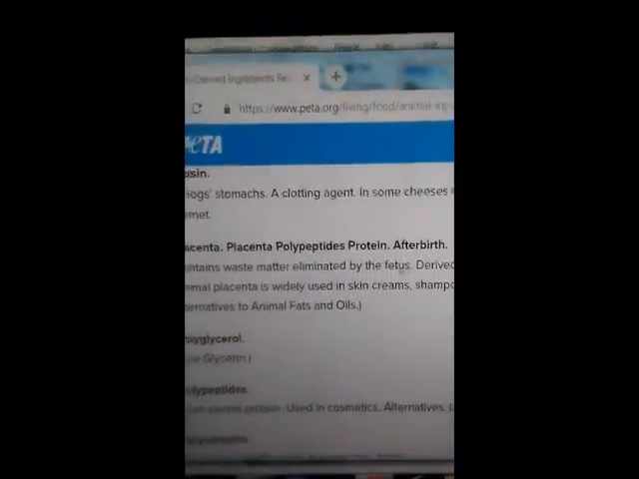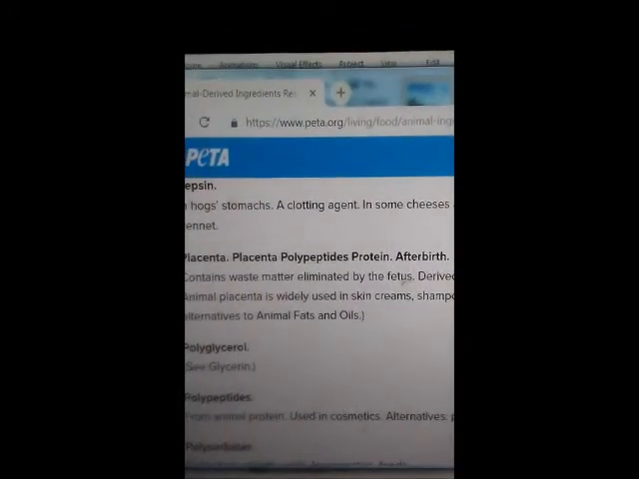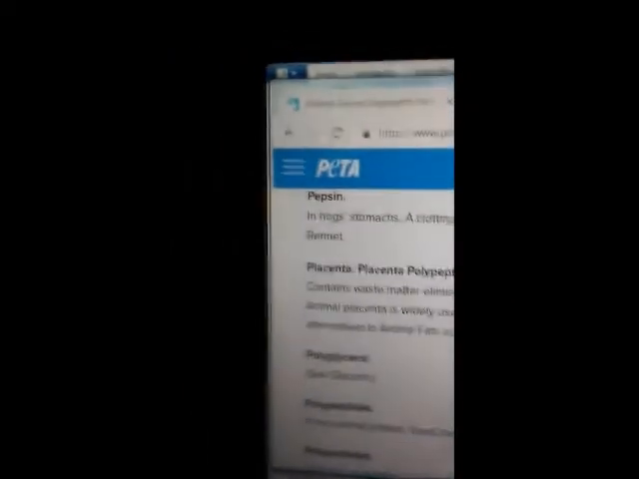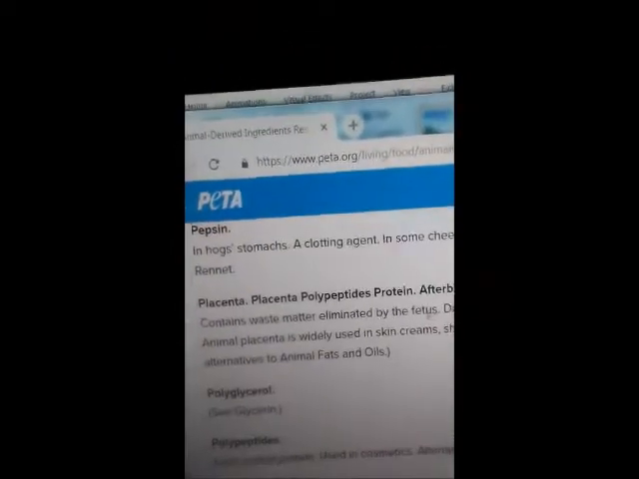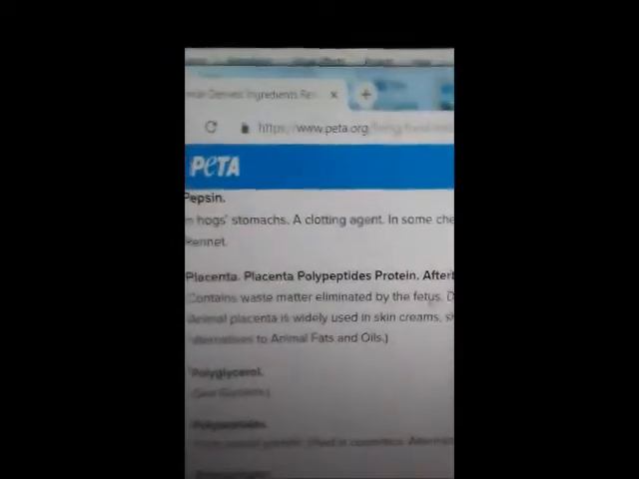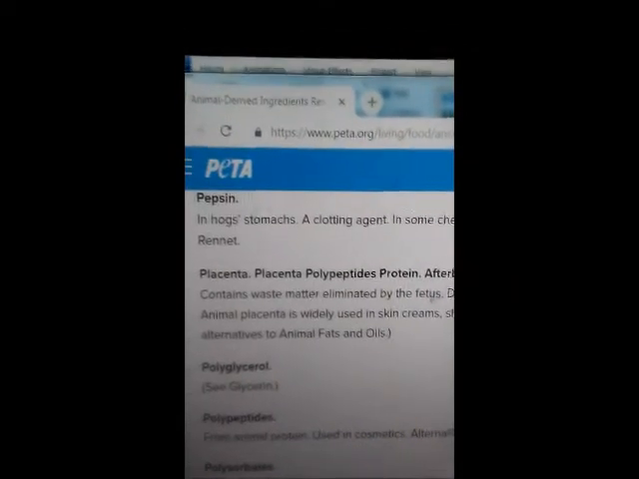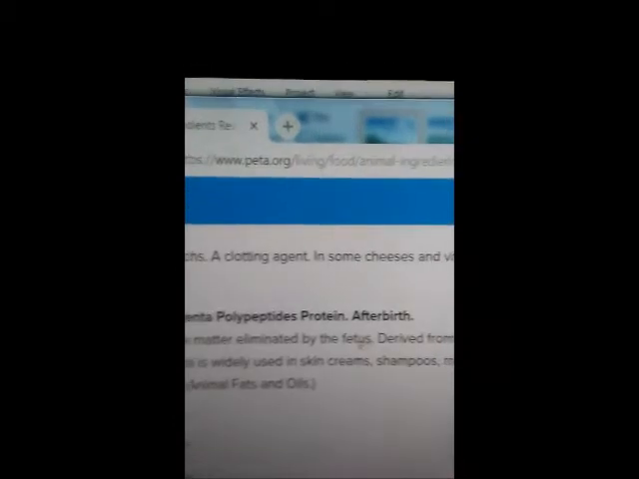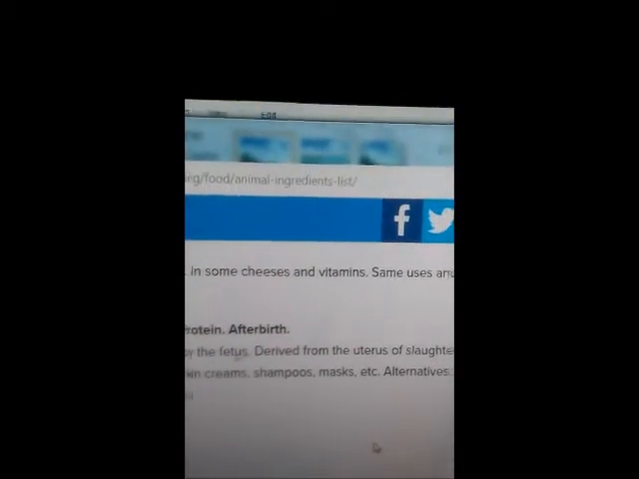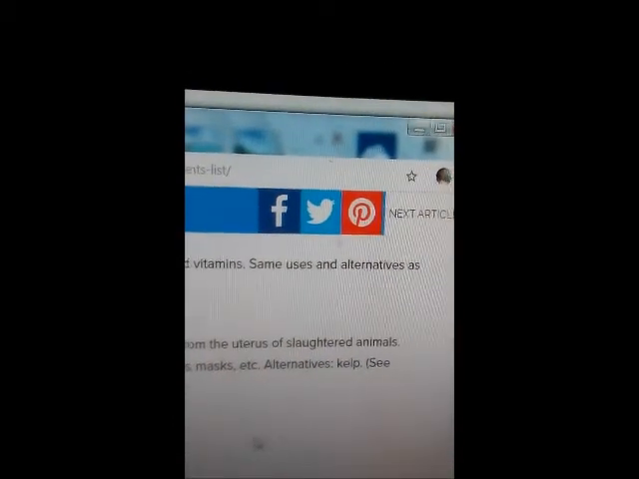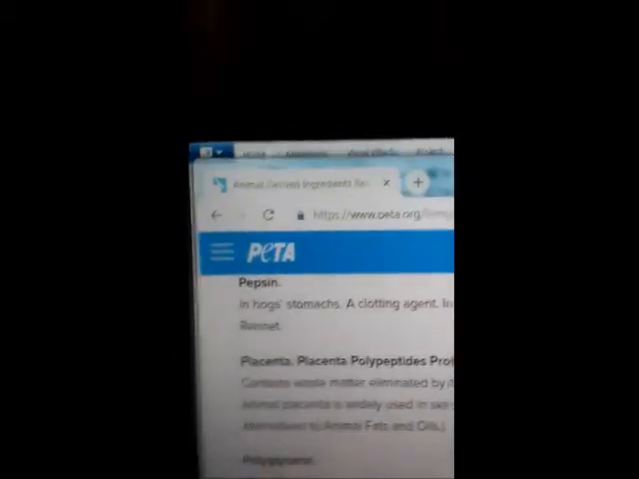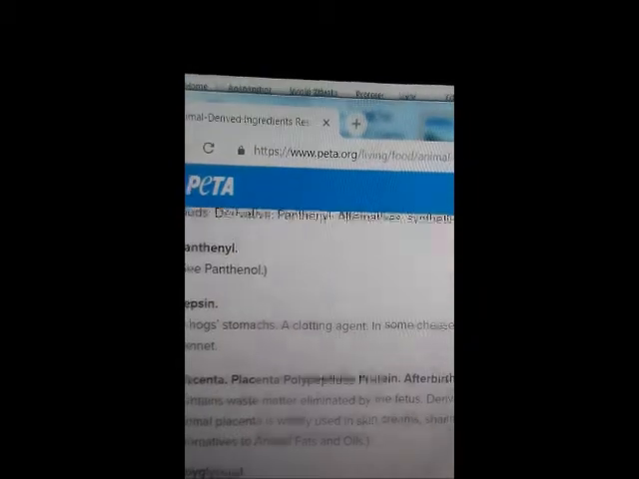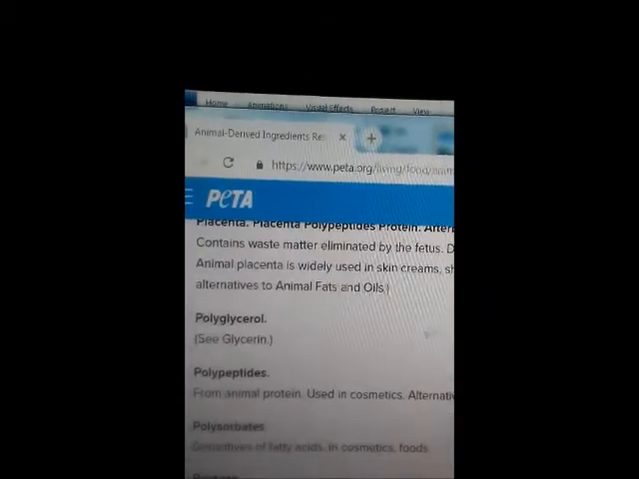So we got Pepsin now. In the hospitals when you have a stomach issue, they put the Pepsin liquid through the IV, stuff like that, to help you out. Listen to this: Pepsin from hogs' stomachs, a clotting agent in some cheeses and vitamins. Same uses and alternatives as rennet. So you got Pepsin that's used for a number of things.